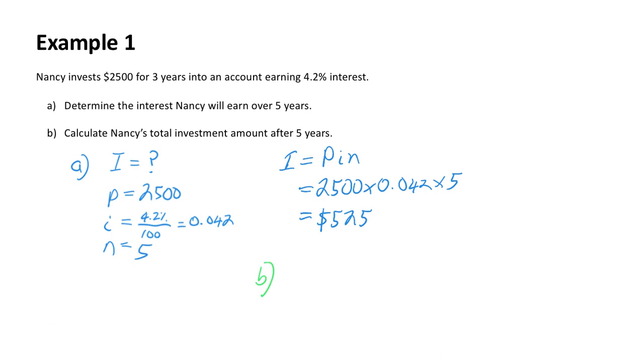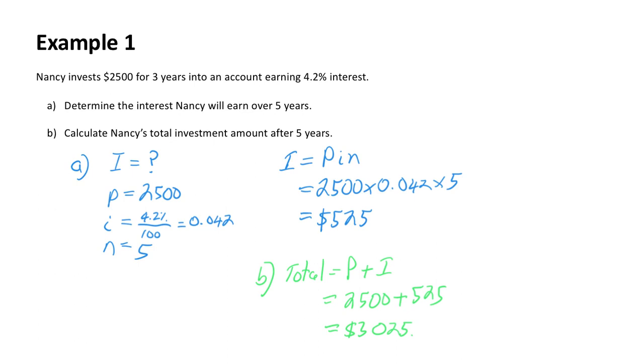Looking at part B, it wants us to calculate Nancy's total investment amount. To do that, I need to add in the starting amount, so the principal plus the interest. So 2,500 plus the $525 interest, and that is going to be $3,025. So at the end of the 5 years, Nancy is going to have $3,025 in that account. That includes the $2,500 starting and the $525 interest.